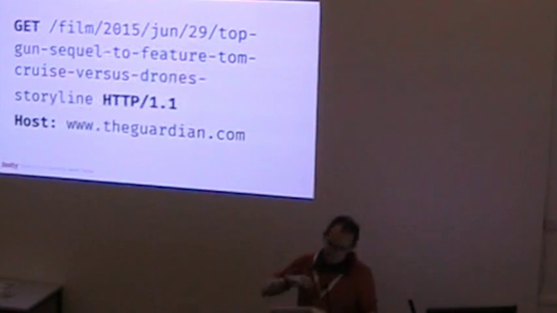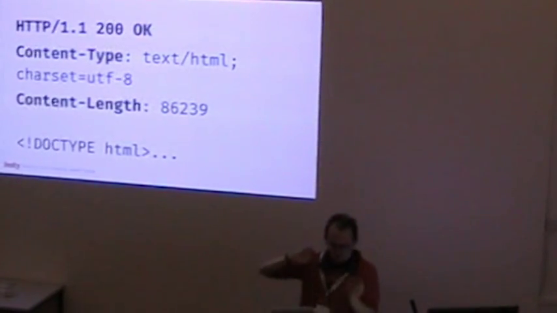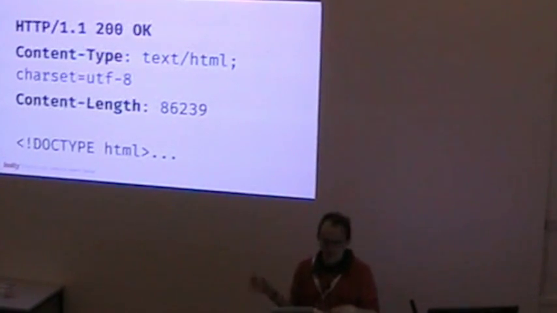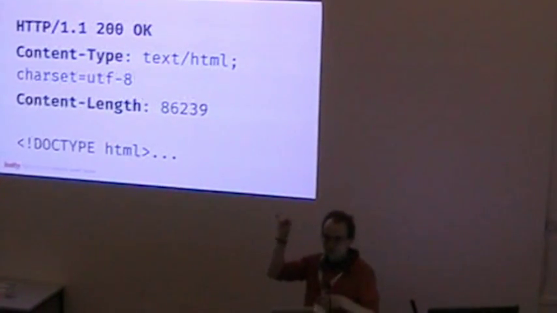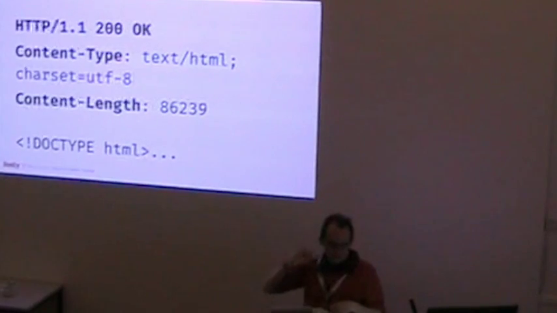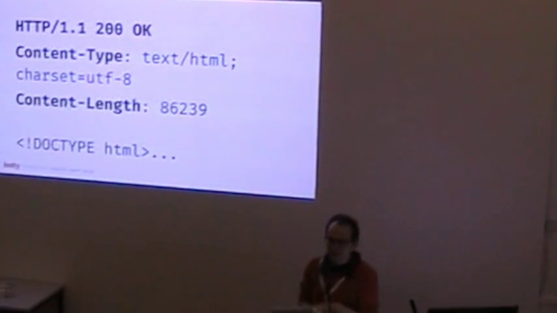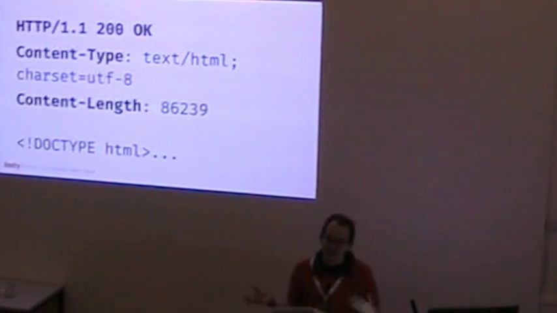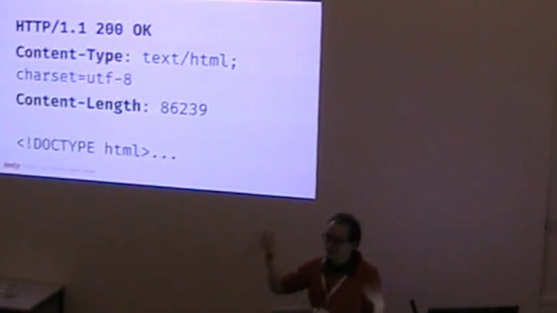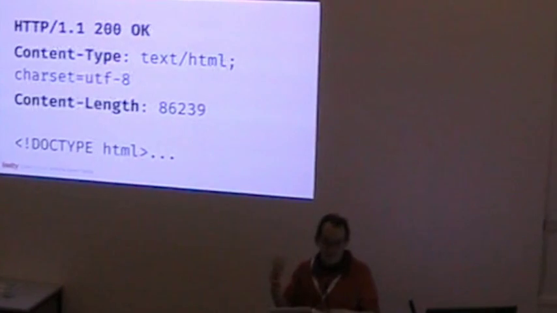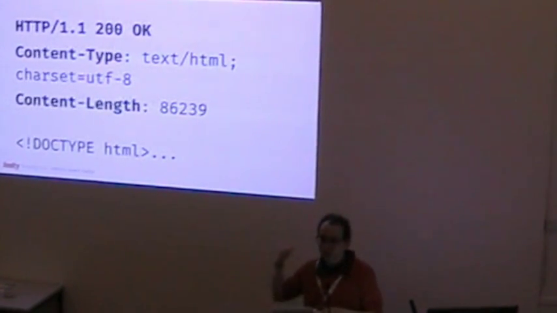And the response that comes back is kind of backwards, the reverse of the request, which is the protocol, and then whether the response was okay or not. And then the various headers, things like the type of the content, so in this case it's HTML being sent back, the length of the content, in this case it's quite a big page, and then the actual content of the page.